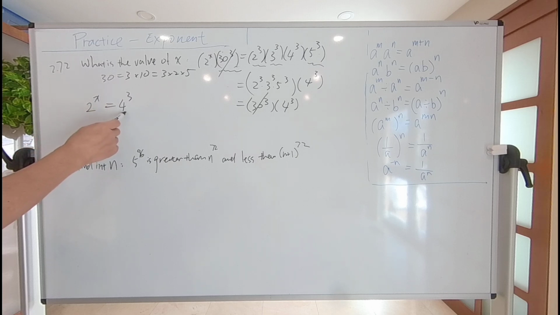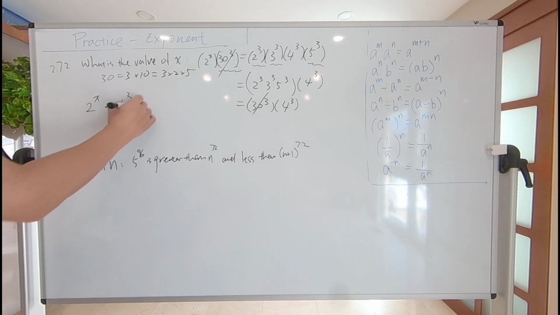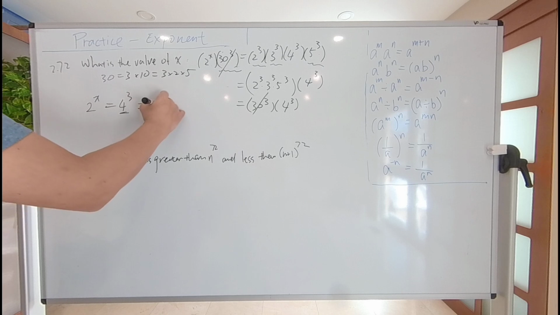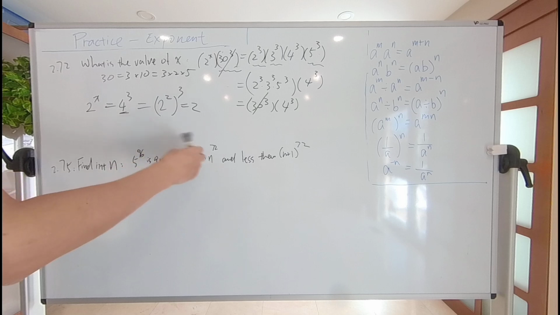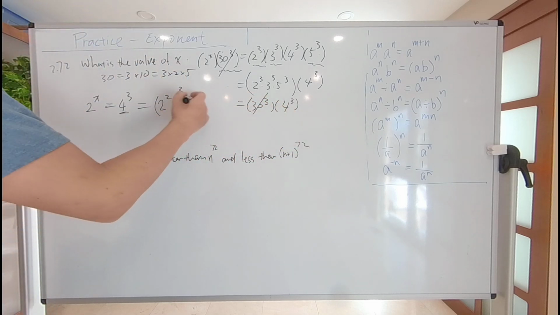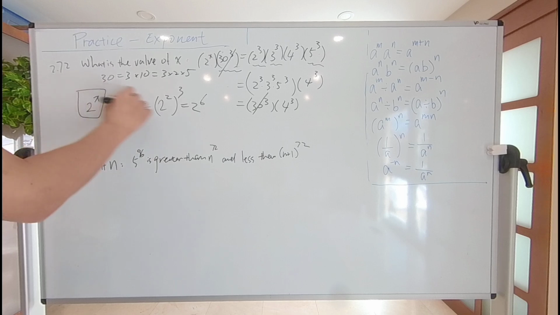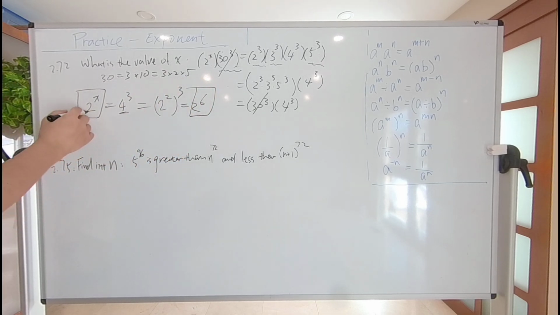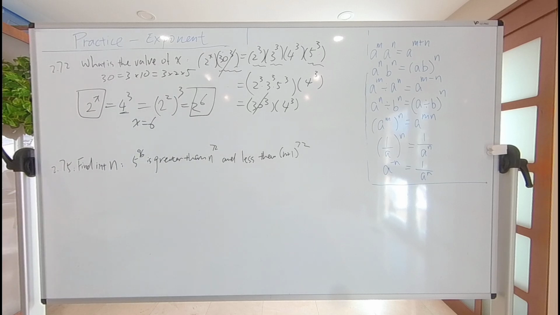So which means if we can find a way to convert this number to the same power of 2, then we will be able to solve the question. So number 4 is 2 squared, cubed, right? And then this is 2 to the power of power, which is 2 to the power of 6. Now I have the same base number, which is the same base of 2, then this means x must be 6.